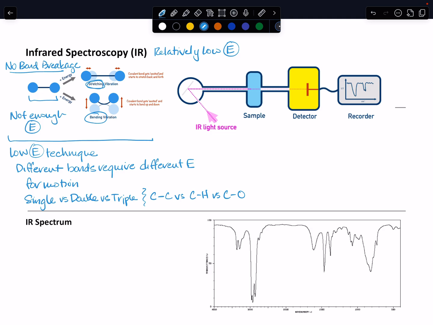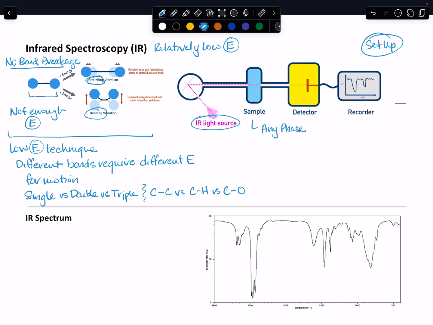Now, I have a very simple setup right here for an IR experiment. First your light source. That can be any light source. It could be some sort of bulb that has all types of wavelengths, and then the machine focuses only on that IR spectrum. That allows the light to move through your sample. Now, your sample can be any phase in this experiment. So you can have a solid, a liquid, or a gas. That energy is then absorbed by the sample, and then what remains goes through the detector.